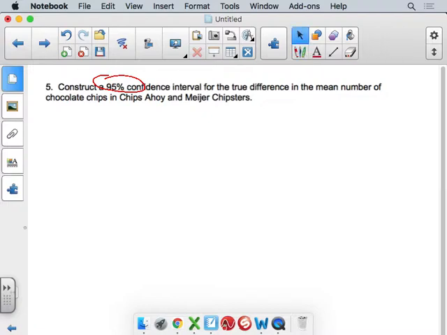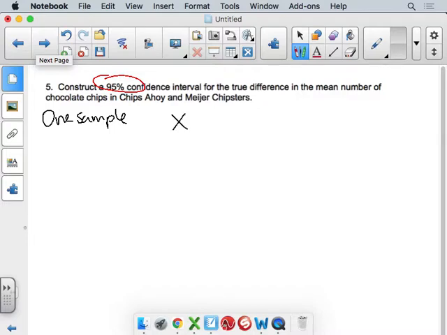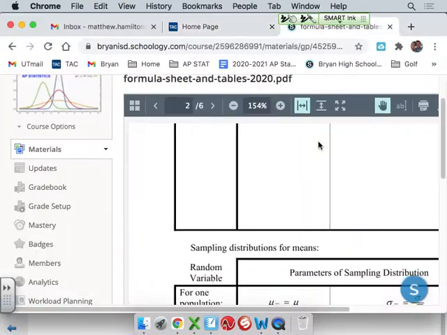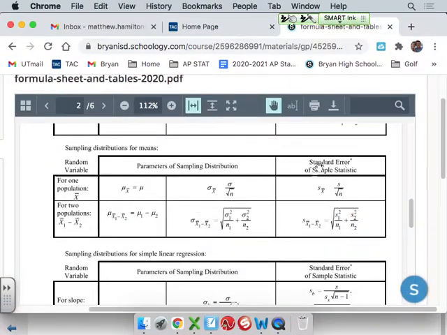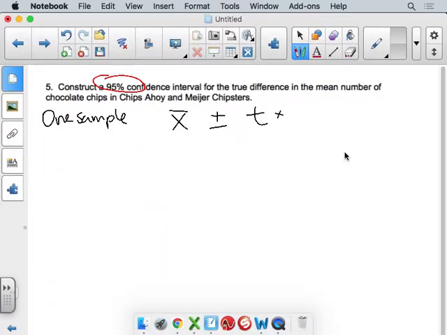How about I write what we did yesterday? For a one sample, we did the mean plus or minus the t-value times the standard error. If I go over the formula sheet, the standard error was S over the square root of N. So that was yesterday what we did for one sample.